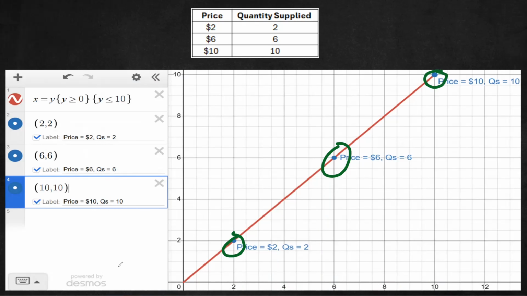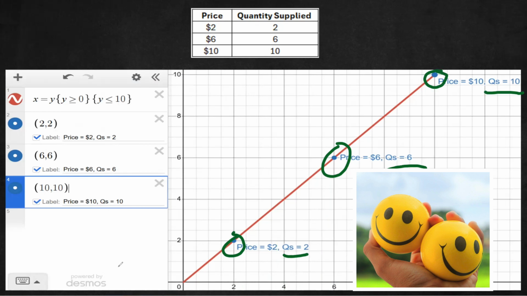And that's exactly why I put these points on our graph for you to see that at a price of 2, our quantity supplied is 2. At a price of 6, our quantity supplied goes to 6. At a price of 10, our quantity supplied goes to 10. So just like that, boom, you know the law of supply and how to graph it. Good job. Keep it up.